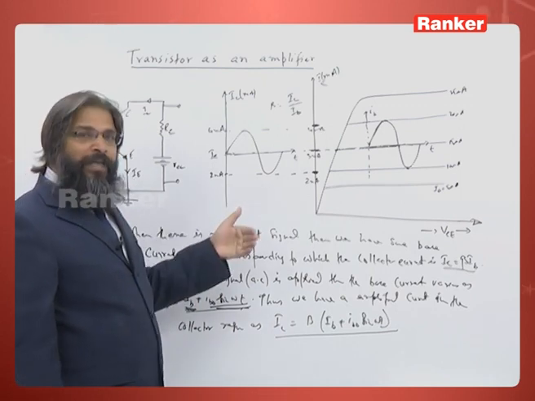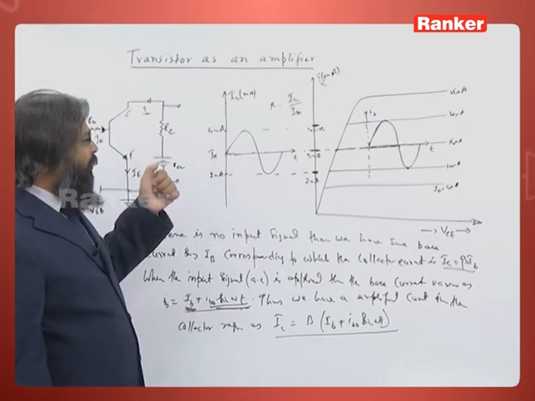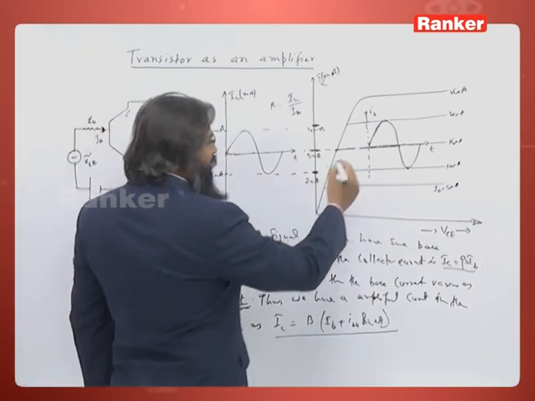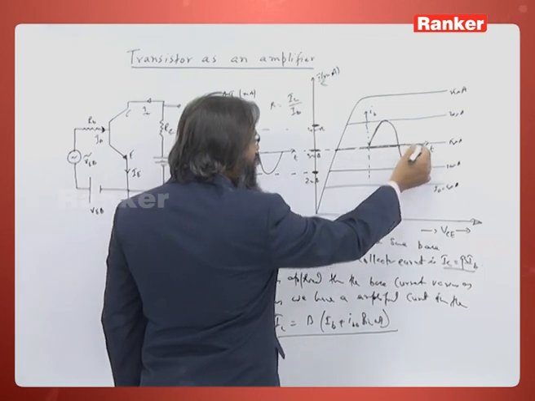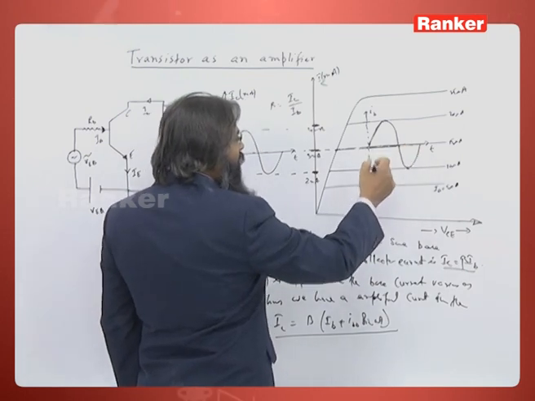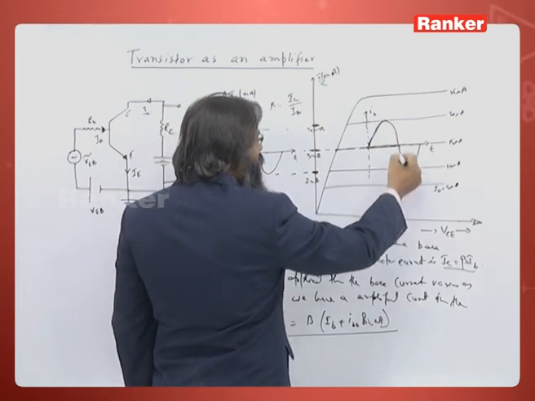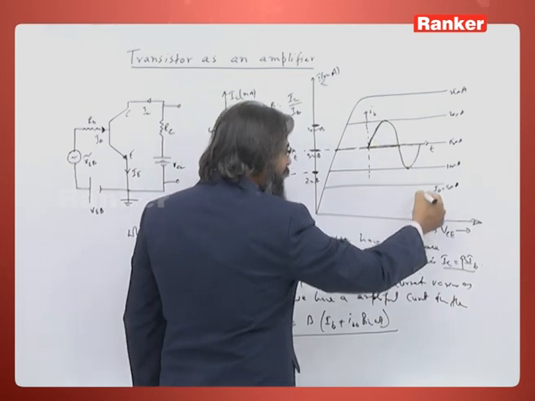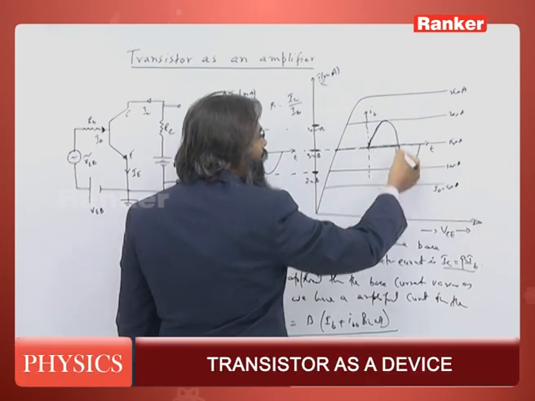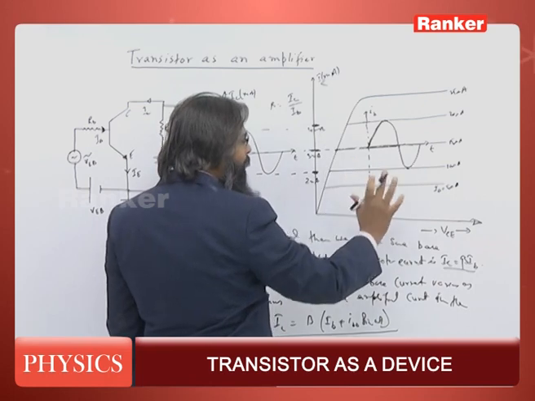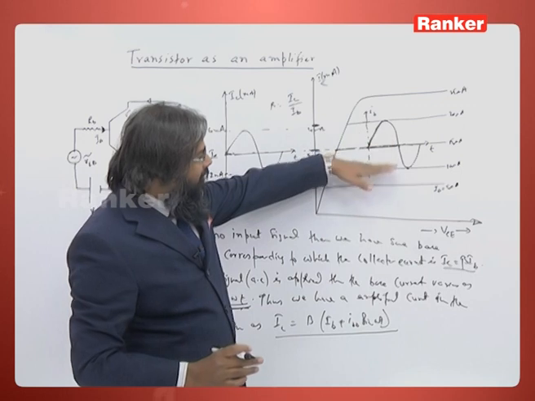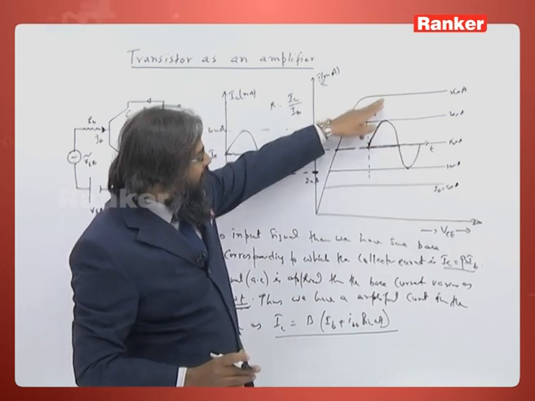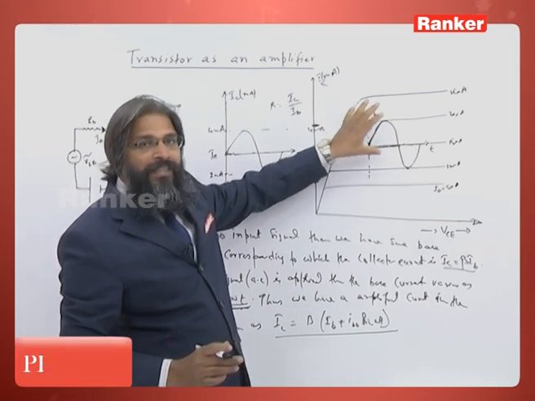Here we should keep in mind the DC voltage which we have applied. If we do not apply it, then the signal may go out of this region. So, we should keep in mind that we should apply the signal such that the current variation is from here to here, that means it should always be in the active region.